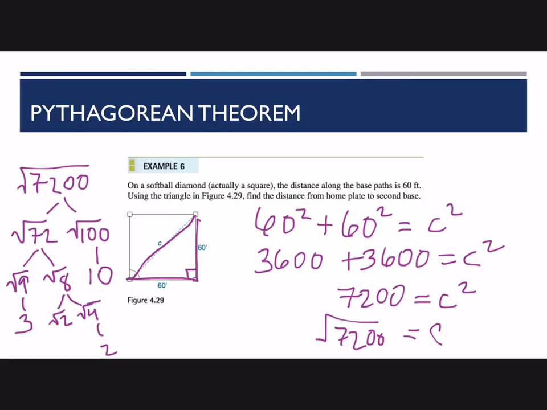So we stop this process anytime we can actually take the square root. So that's sort of like the end of a branch, or anytime we can't go any farther with simplifying. And then you just multiply to put it back together. So this would be 10 times 3 times 2 times square root 2. And that would be 60 square root 2.